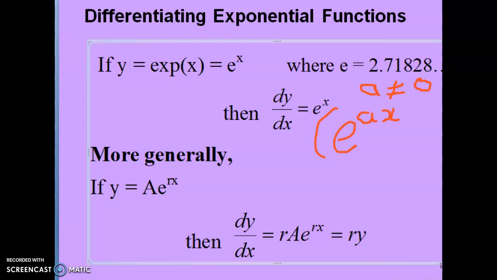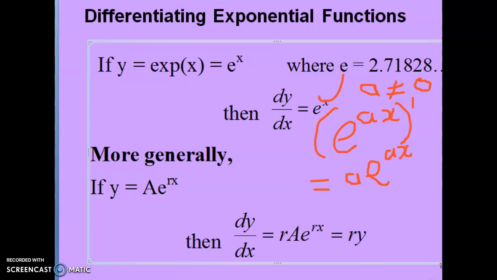Let me just put a bracket and then put a prime here for differentiation. The answer becomes a e^(ax), just like this for any value. So for e^x, our a is equal to 1. You bring down the one, put the one there, you are left with e^x.